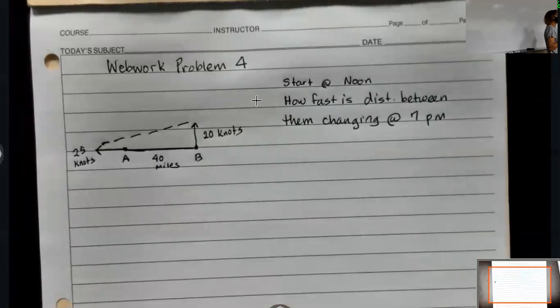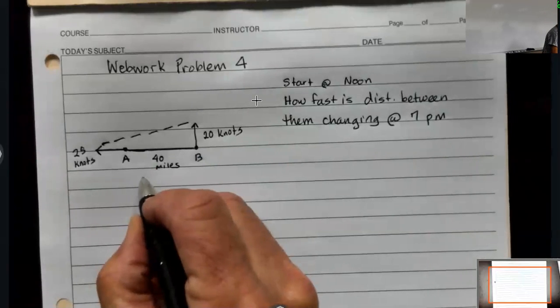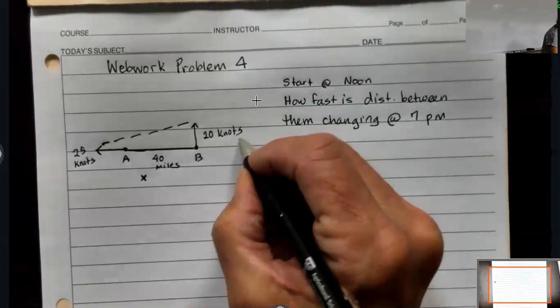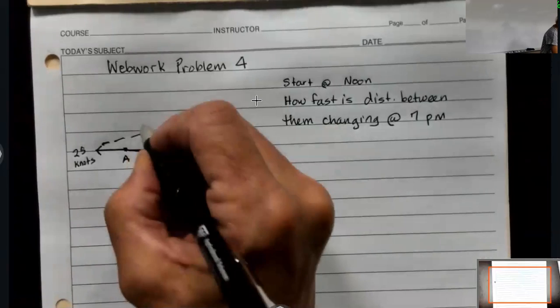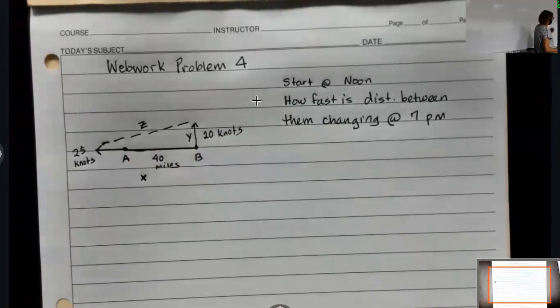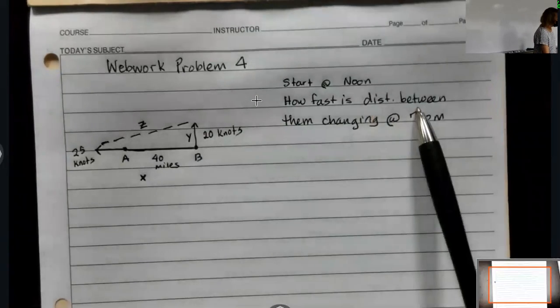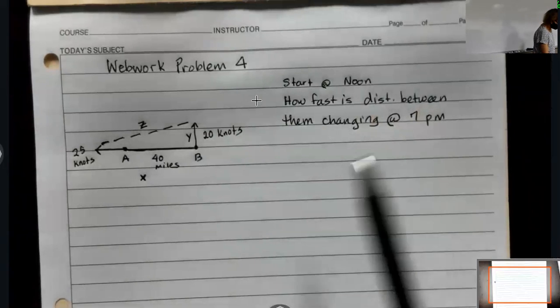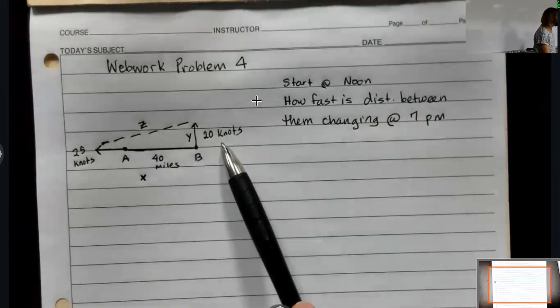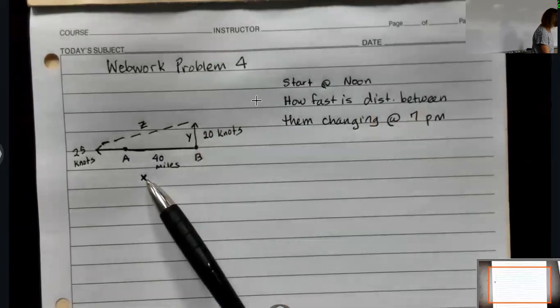So in this right triangle, 3 things are changing. We've got the vertical distance, the distance west, and then the distance between them. So we're actually going to need 3 variables. Let's go with X, Y, and Z. X is the distance between the ships in the horizontal direction. Y is the distance between the ships in the vertical direction. And Z is the distance between them. We're asked to find a change in the distance between them. That's a dz/dt. And these knots are miles per hour, so those are going to be the dy/dt and the dx/dt.